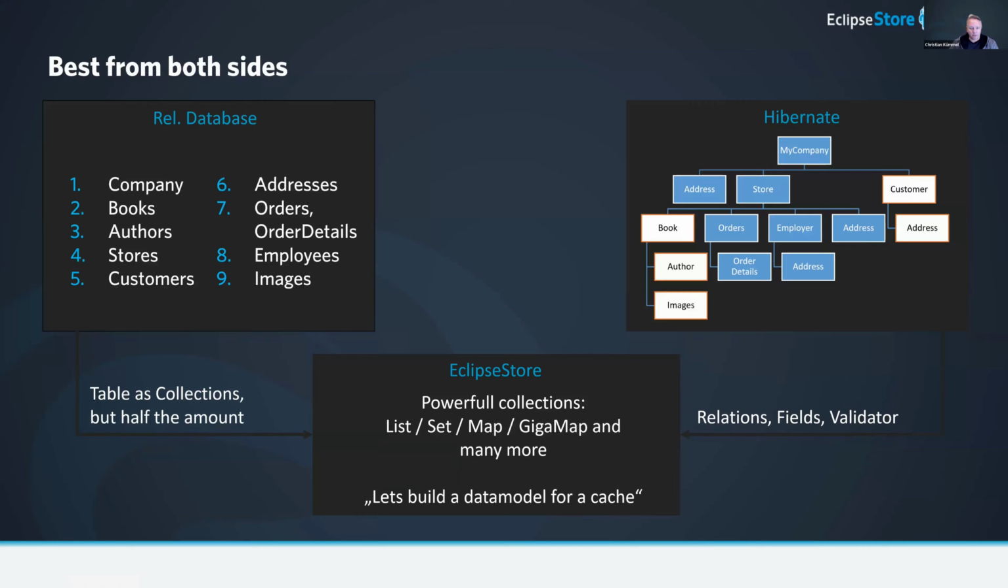Let's create powerful collections, lists, and sets. But to be honest, lists and sets are not the best choice for a small amount of elements. A list and a set is okay. I would prefer more maps, for example, hash maps to create your own indexes. Or at the end, the GigaMap, for example, could also be a helpful collection. And there are many different things more. So I would recommend building a data model for a cache. So it should look like this in a way.